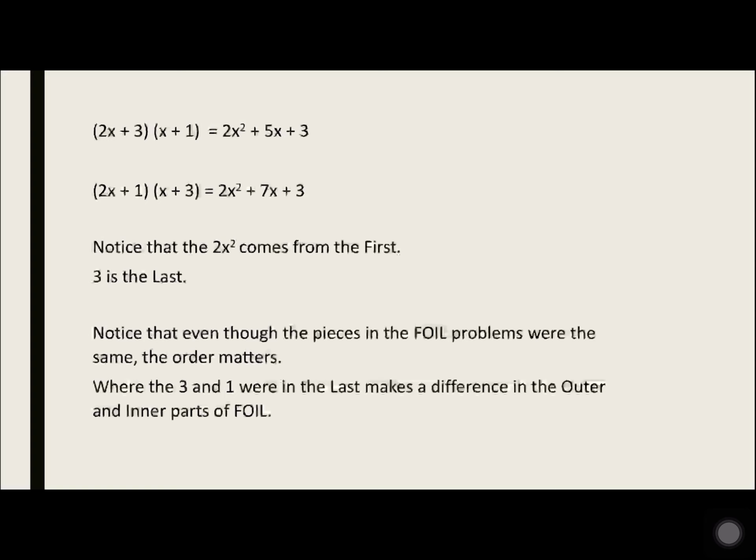Now, also notice that the 3 times the 1 gives you the 3 at the end, but it does not add to the middle term. It doesn't add to the middle term because something gets multiplied by 2x instead of x. So they're not multiplying to the end and adding to the middle like some other trinomials do. Even though the pieces in the FOIL problem were the same, the order matters. Where the 3 and the 1 were in the last makes a difference in the outer and inner parts of FOIL.